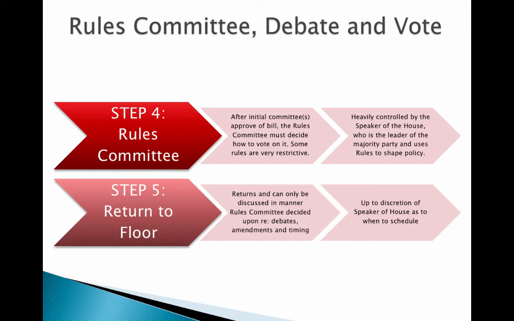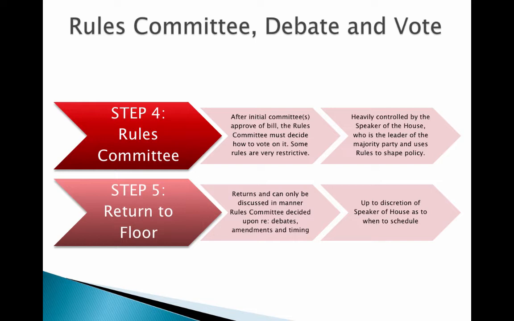How the regular body should vote on it. So sometimes what this means is that there's limited debate, there's only a certain amount of amendments, only certain people can make amendments, or only certain types of amendments are made. But this is heavily controlled by the Speaker of the House, who is the leader of the majority party, and this committee is used to shape policy.